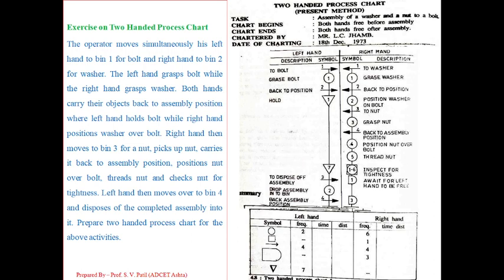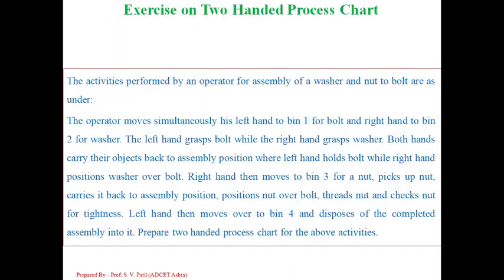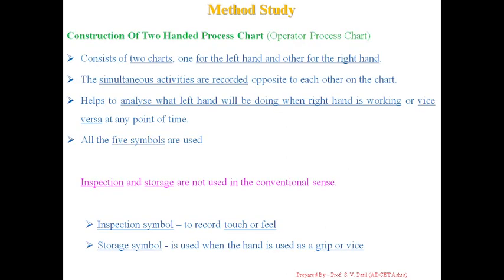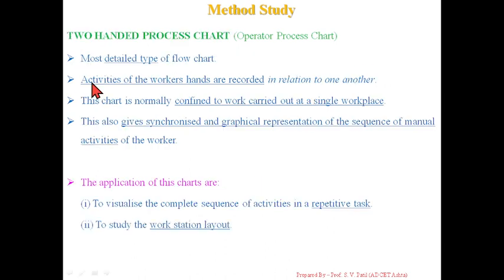We will try to summarize what we discussed in this lecture. We started with the introduction to this two-hand process chart, which is also called the operator process chart. It is used to simultaneously record the activities performed by workers using both hands. It is used to study repetitive tasks as well as the workstation layout.